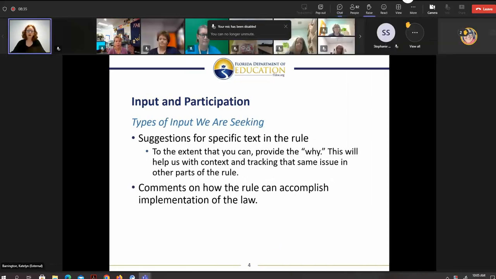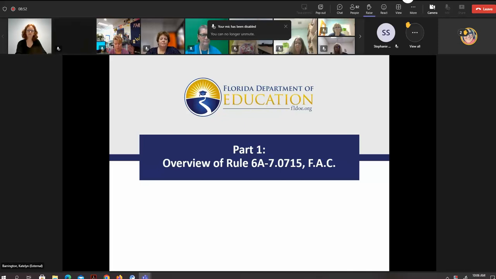So one last thing about input and participation, this rule is being advertised for public comment. We're currently drafting rule language. Therefore, it is important to us that we have your comments and suggestions for what should be included in this rule. So that brings us to part one of the workshop.